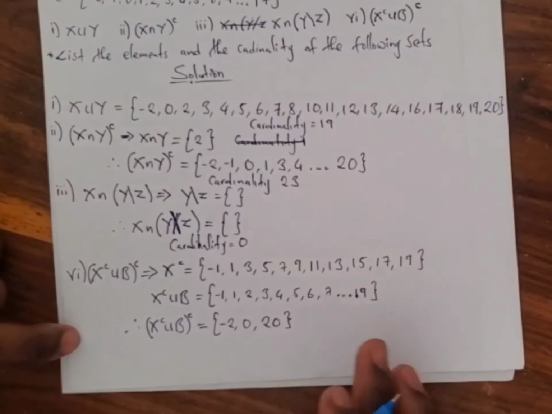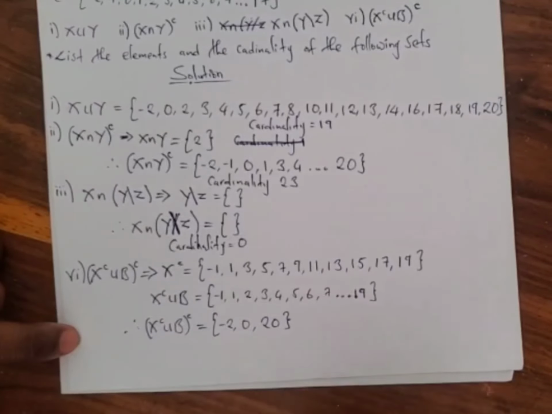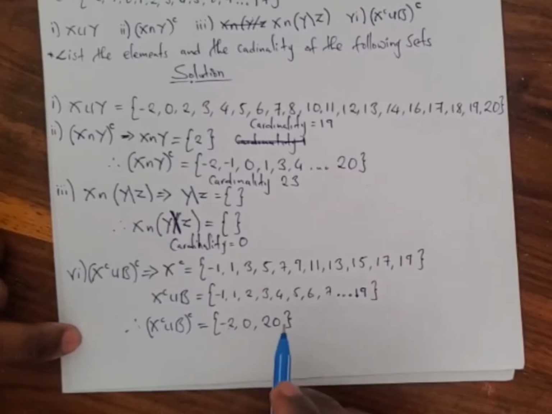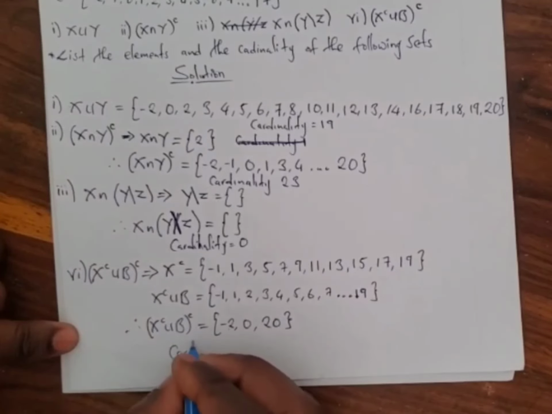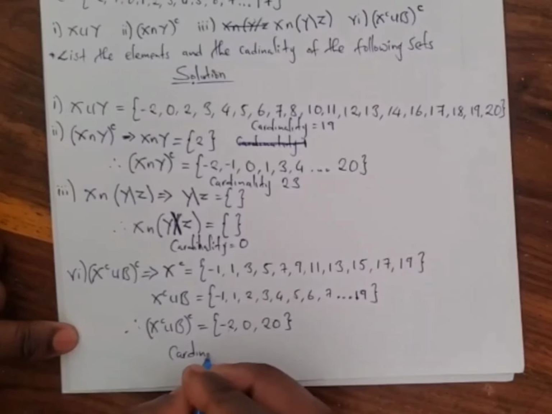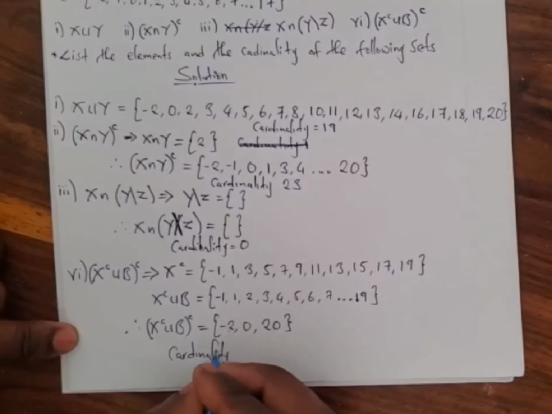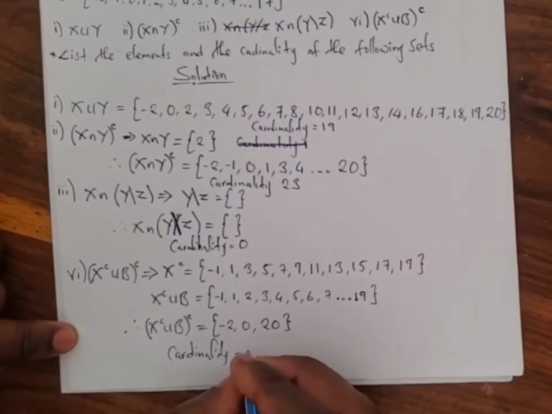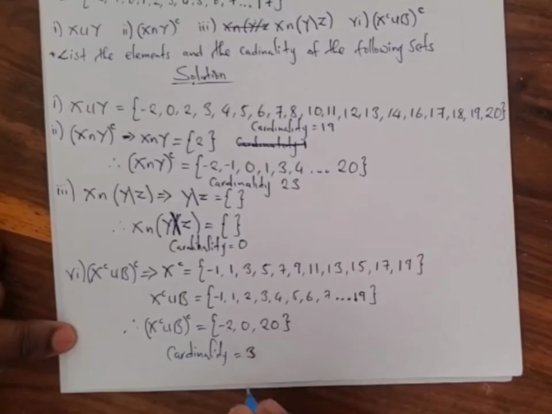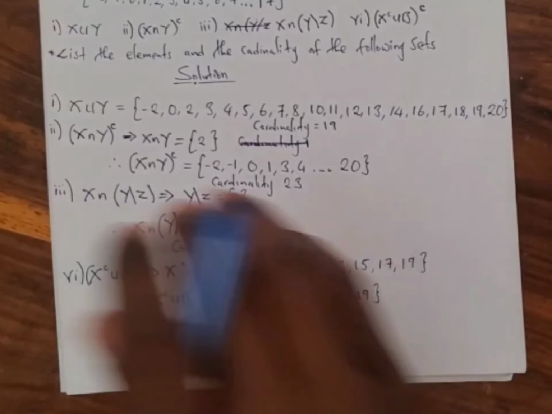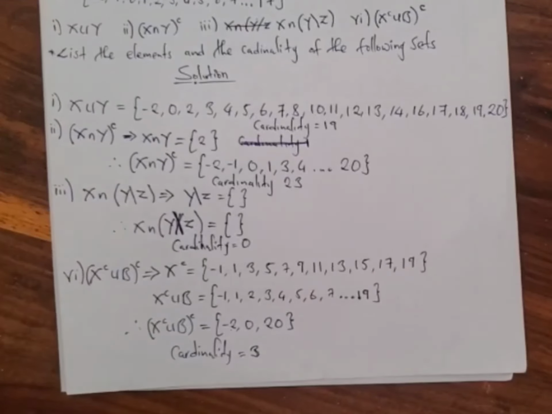Lastly, what is our cardinality here? So our cardinality is 1, 2, 3. So the cardinality will be 3. Then you are done with that question. That's how you go about such questions.